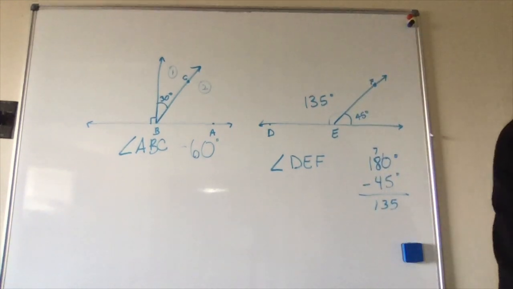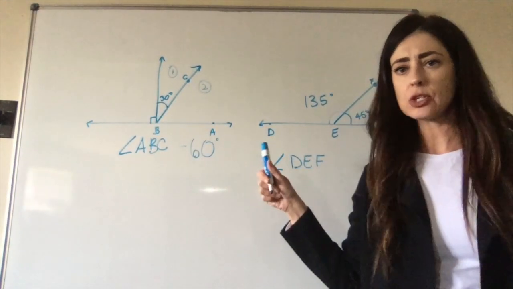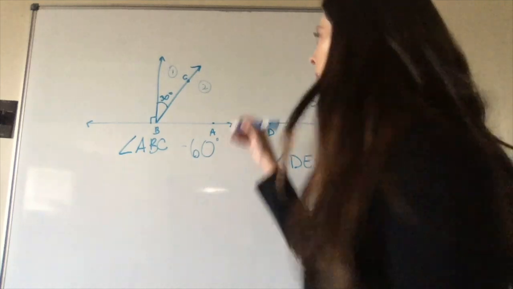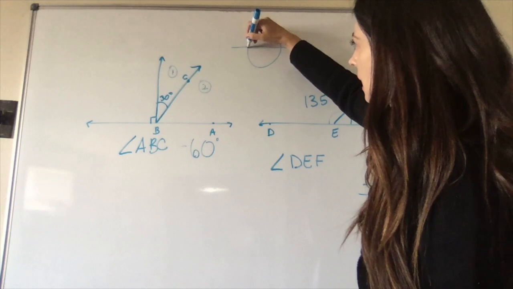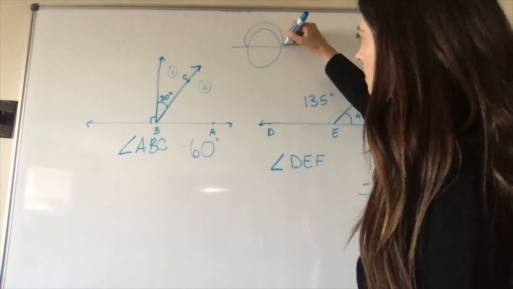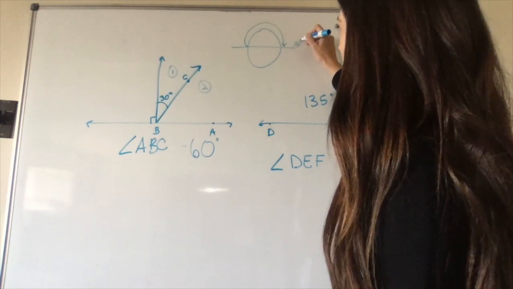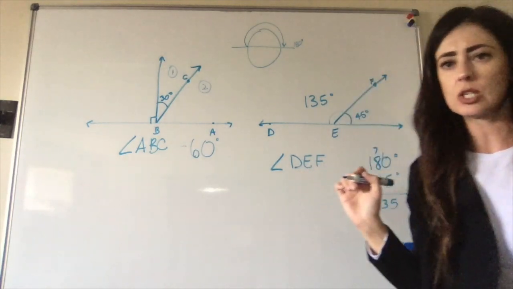So just remember that a straight line is 180 degrees. Where do we get that from? Well, if we look at a circle and we cut it in half, right? If we start here, and go all the way around, it's 180 degrees, right? Half of a circle, 180 degrees.